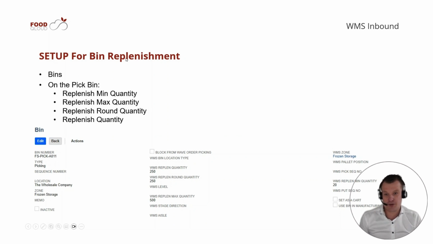The setup for bin replenishments: you need bins, you need a storage bin, and you need a pick bin. But on the pick bin, you need to set up the minimum quantity. This is the quantity that when it falls lower than the minimum quantity, then the replenishment can be generated. The maximum quantity is the maximum amount of the product that can be stored on the bin. The round quantity is the multiplier you want to replenish with, and the replenishment quantity is the quantity you want to replenish it with.